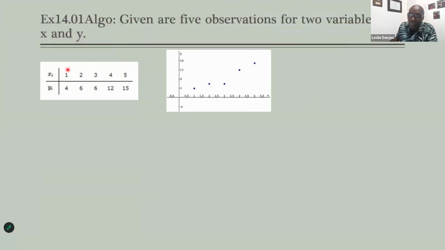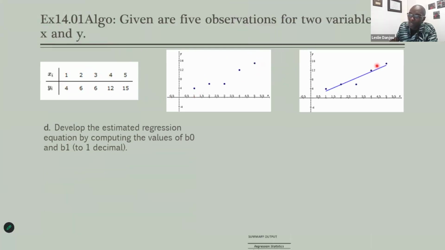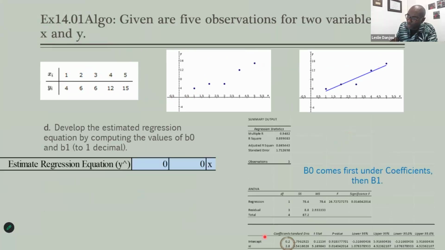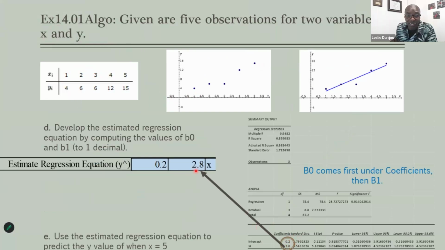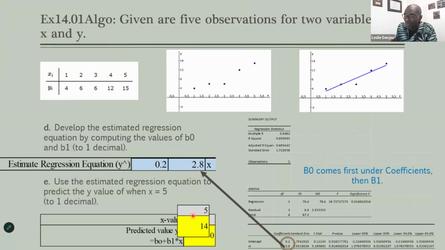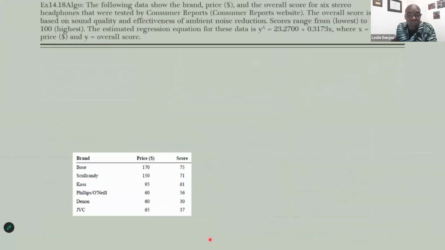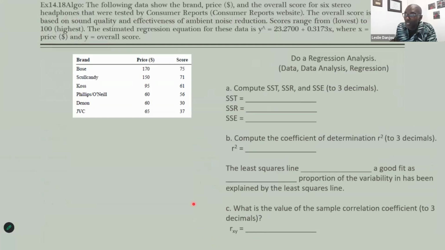On the exam, you're going to get some data. You're going to be able to put it into a scatter diagram, get your trend line, and then make your predictions. Here is your B0. Here is your B1. And when you get these two, you can then make predictions. So if your X is 5, what is your prediction? And we want to make sure that this is set to 1 decimal place once we get there.